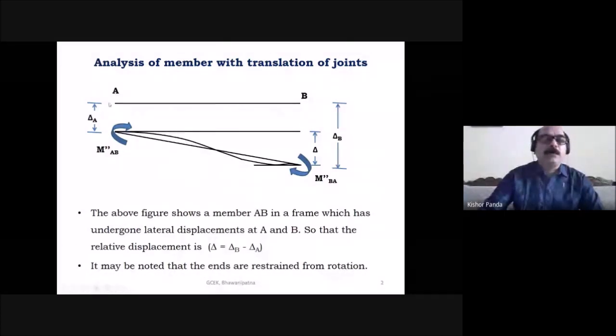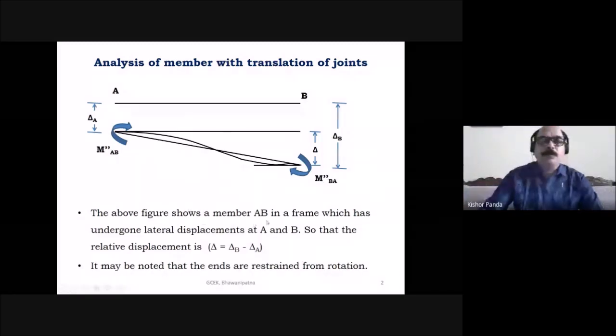Here the member end A is displaced to this position A dash, and B is displaced to this position B dash. So this is the displacement at A, delta A, and this is the displacement at B, delta B. The relative displacement of ends A and B is delta. The difference between delta B and delta A is equal to delta. Delta is equal to delta B minus delta A. And this is the moment M double dash AB, and here the moment M double dash BA.